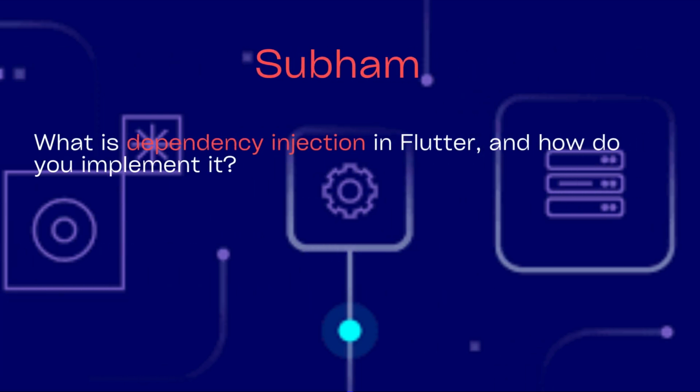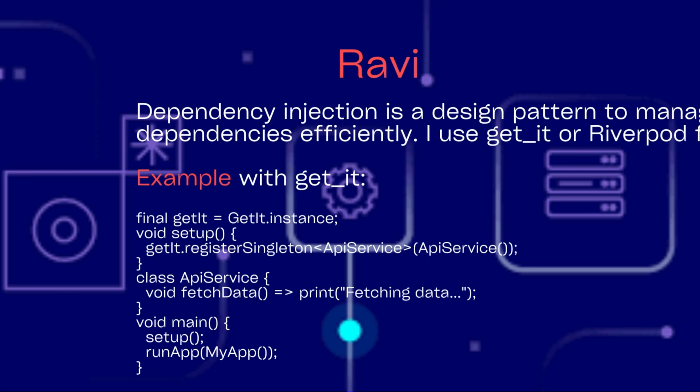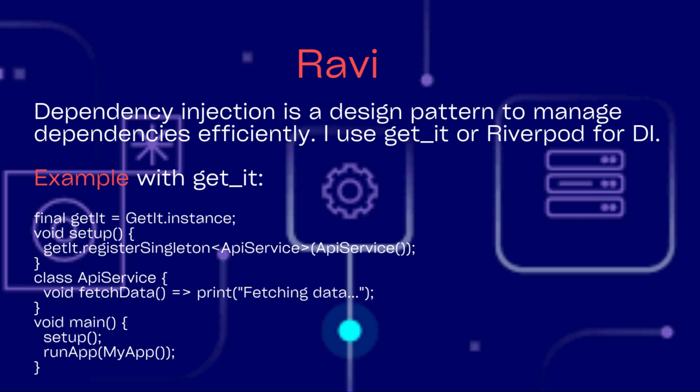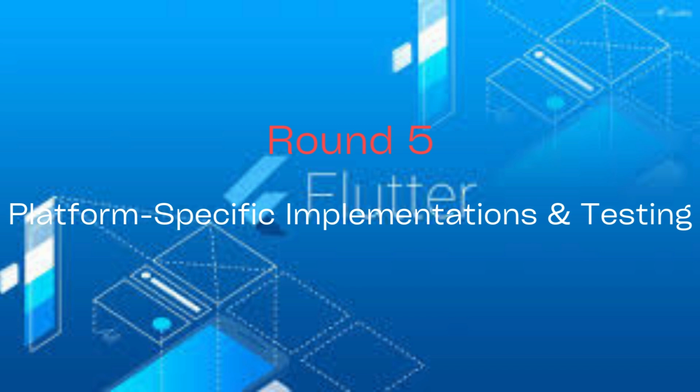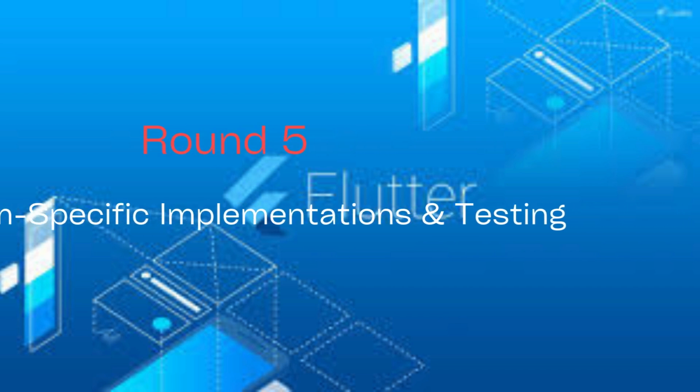Subham: What is dependency injection in Flutter and how do you implement it? Ravi: Dependency injection is a design pattern to manage dependencies efficiently. I use get_it or Riverpod for it. Round 5. Platform-specific implementations and testing.